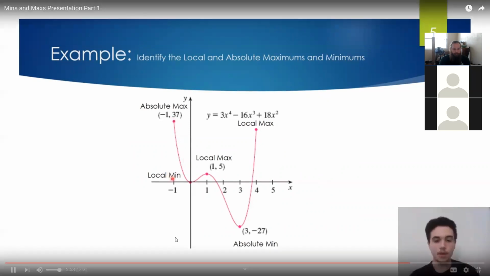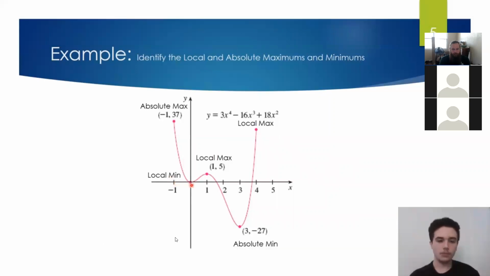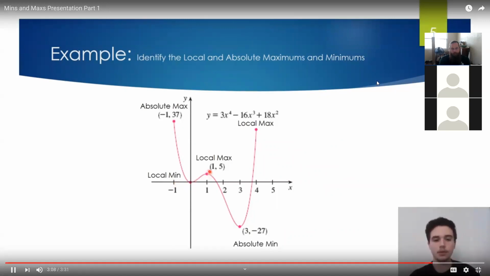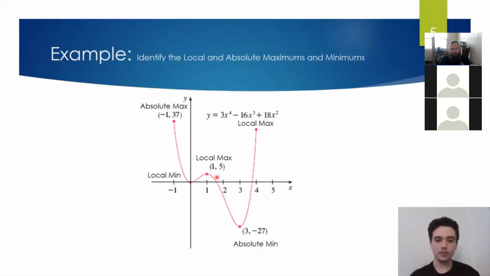We have a dip in the curve right here. It's not the lowest point, so it's a local minimum right here at (0, 0). Here we have a hill, local maximum at (1, 5). It's not the highest point, so it's just a local maximum. Here we have an absolute and local minimum here at the bottom of this hill, (3, -27), which as you can see, it is the lowest point on this graph.